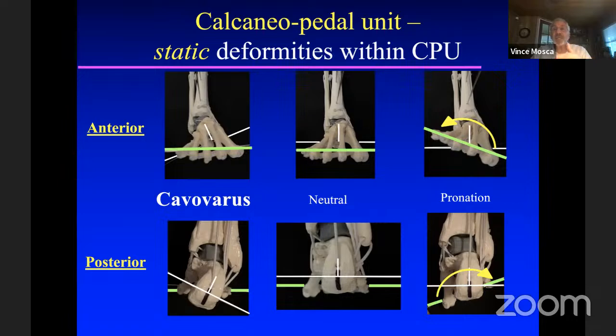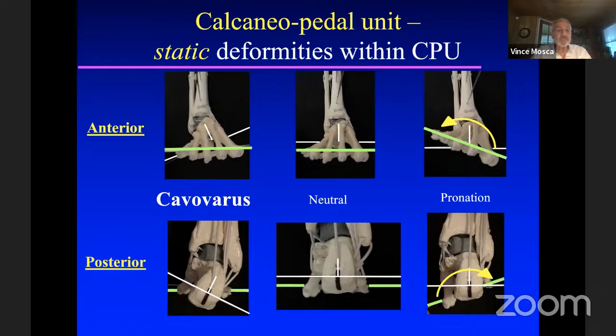As an analogy, if you have genu valgum, the valgus deformity at the knee is the tibia to the femur, not the tibia to the pelvis, not the tibia to the spine. It's the tibia to the femur. So here, supination or pronation is the forefoot to the hind foot. And the hind foot is deformed. It isn't until you neutralize the hind foot that you see the deformity.